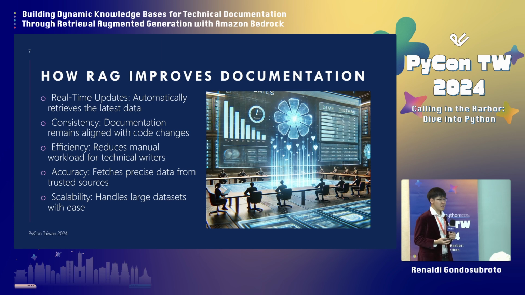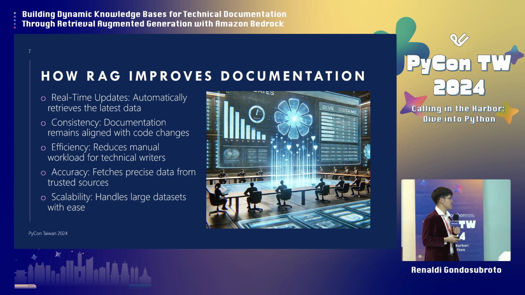So how does RAG improve the documentation? Well, you're able to get real-time updates. You're able to automatically retrieve the newest data based on what it's already currently trained on. You get more consistency with this. You get documentation that remains aligned with the code changes. No more having to update the documentation manually or needing to go back and look at how to update it. You can essentially automate the process this way. And what we get from here is that we can reduce the manual workload on the technical writers, and hence also get more accuracy and scalability with the process.